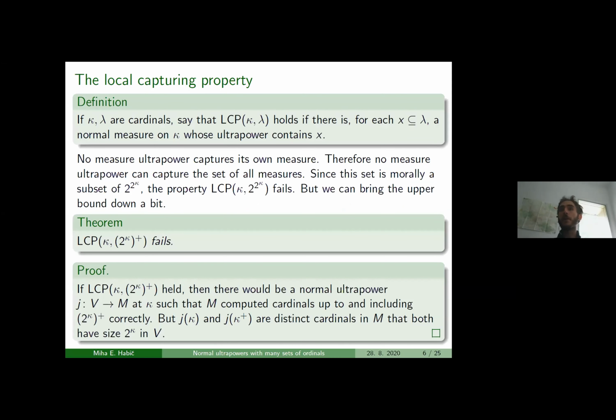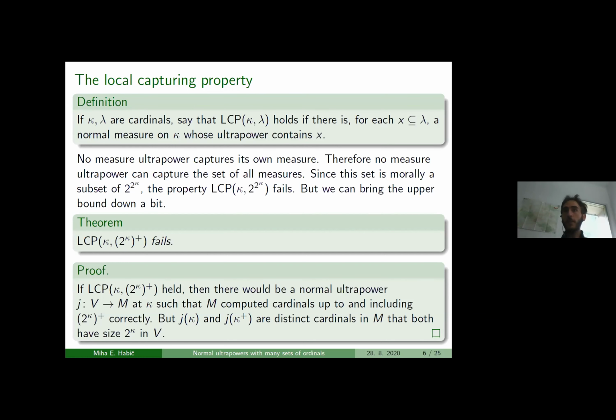If kappa and lambda are cardinals, we're going to say that LCP(kappa, lambda) holds if there is, for each subset X of lambda, a normal measure on kappa whose ultrapower contains that subset X. All right, so we're just capturing one subset of lambda at a time. So we already said that no measure ultrapower can capture its own measure, right? But that's sort of a counterexample that's specific to each ultrapower.